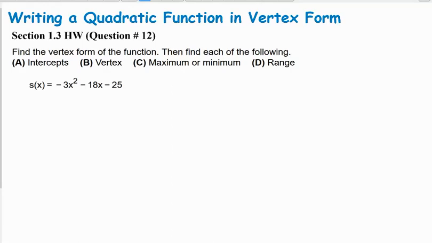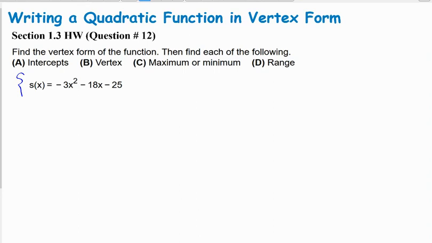So this is a question I got for section 1.3 homework, question number 12. And basically we're writing a quadratic function in its vertex form. And it says to find the intercepts, that's x and y intercepts, the vertex location, determine whether the vertex is a maximum or a minimum, and then the range of the graph.